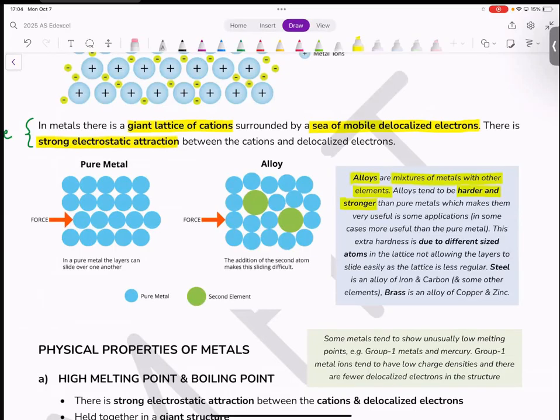Guys, are you okay with me not explaining how they get delocalized? Are you all okay with this? Okay, so moving on.